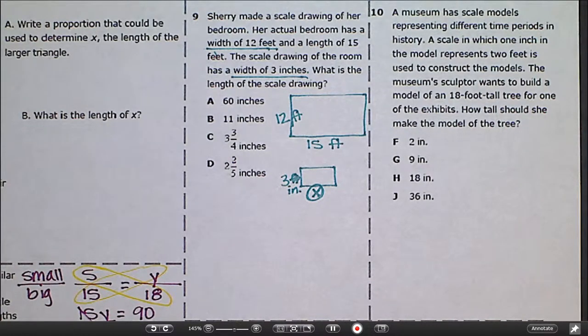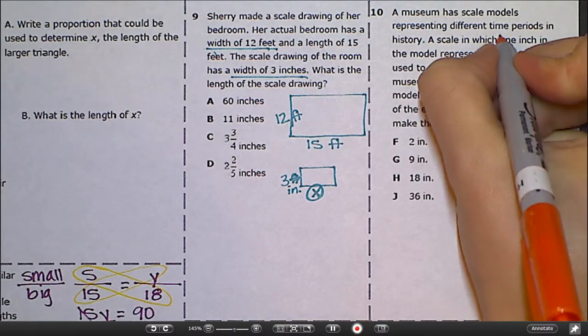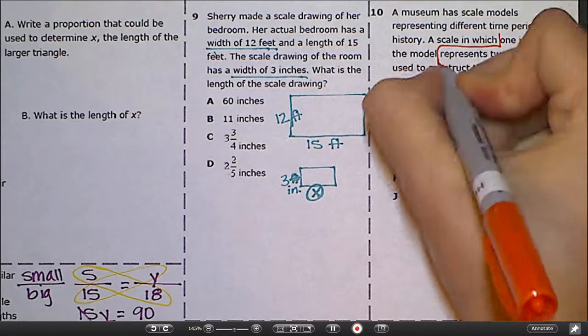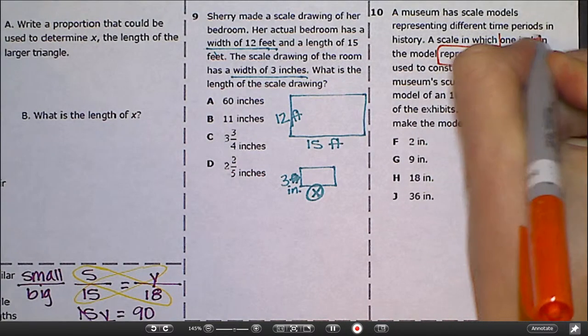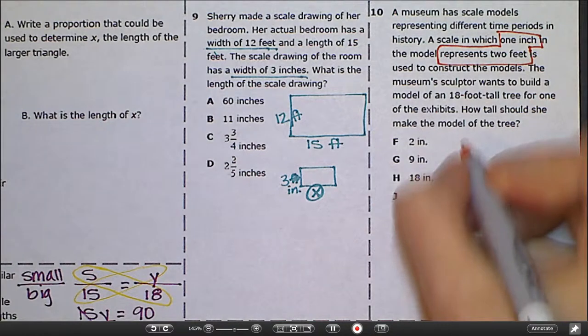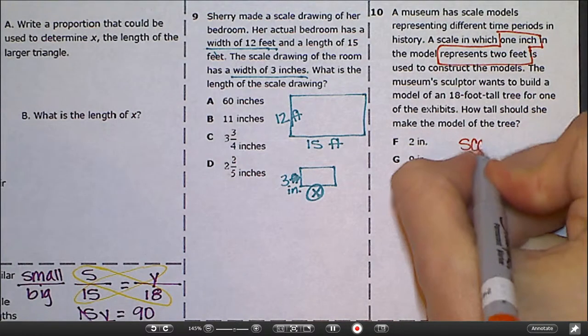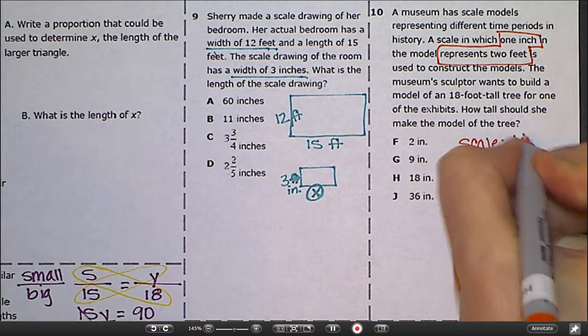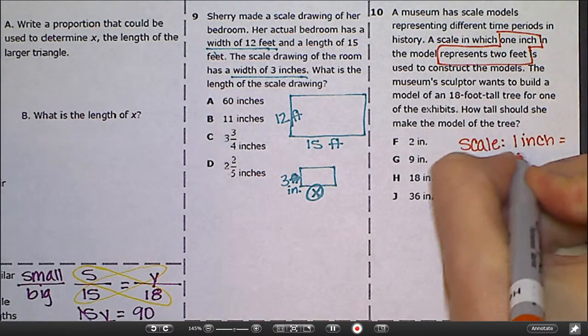Now let's move on to number 10. A museum has scale models representing different time periods in history. A scale in which 1 inch in the model represents 2 feet is used to construct the models. Okay, so this is our scale factor. 1 inch represents 2 feet. So our scale, 1 inch equals 2 feet.